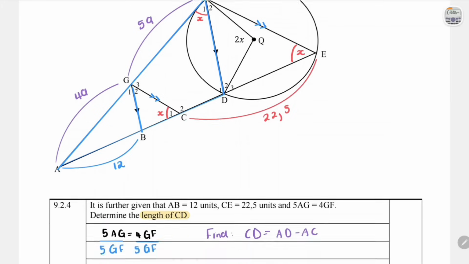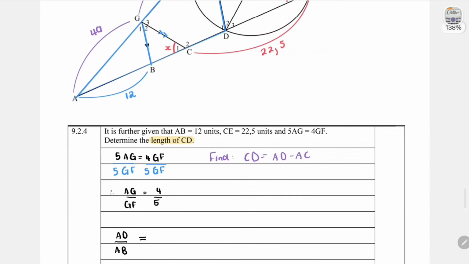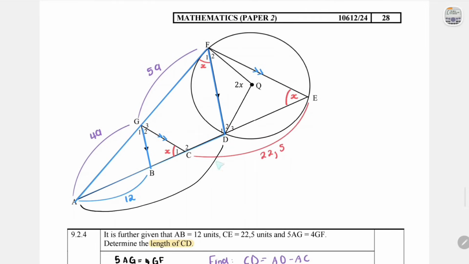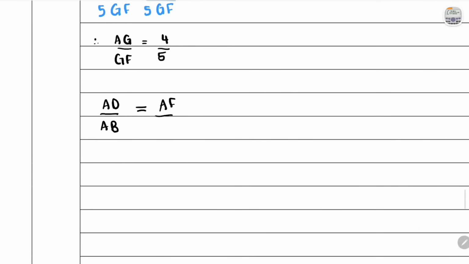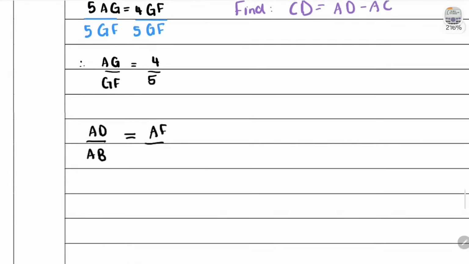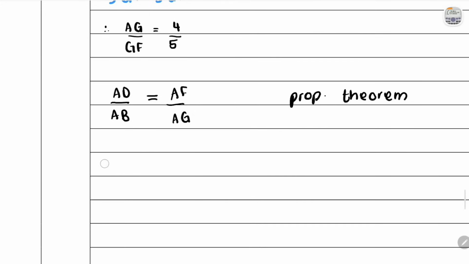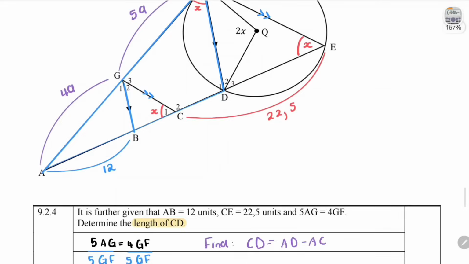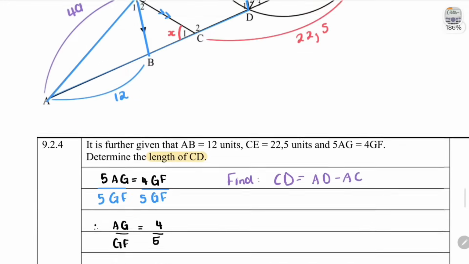That is 12 units, AB. So we're going to take it as AD over AB. So this would be equal to, using the proportionality theorem, if you take AD, you have to take AF. So AF over, and then we took AB, so you have to take AG. So that's AG. Okay, and this is because of the proportionality theorem. So now we can conclude. We're trying to find the length of AD. So AD over AB, which we have as 12 units. So AB over 12 is equal to AF over AG.